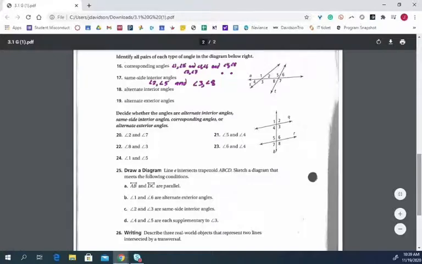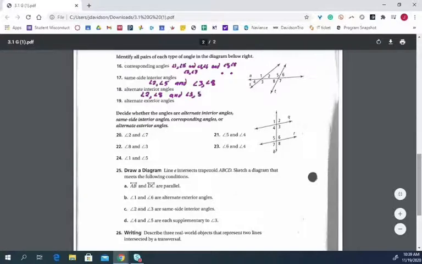Alternate interior. Alternate meaning opposite sides of the line. Interior meaning inside. So it'd be 2 and 8. 2 and 6? No, because 6 is on the outside. So 2 and 8, and 3 and 5. Is that what you said, Aiden? Yes. Good. Definitely.